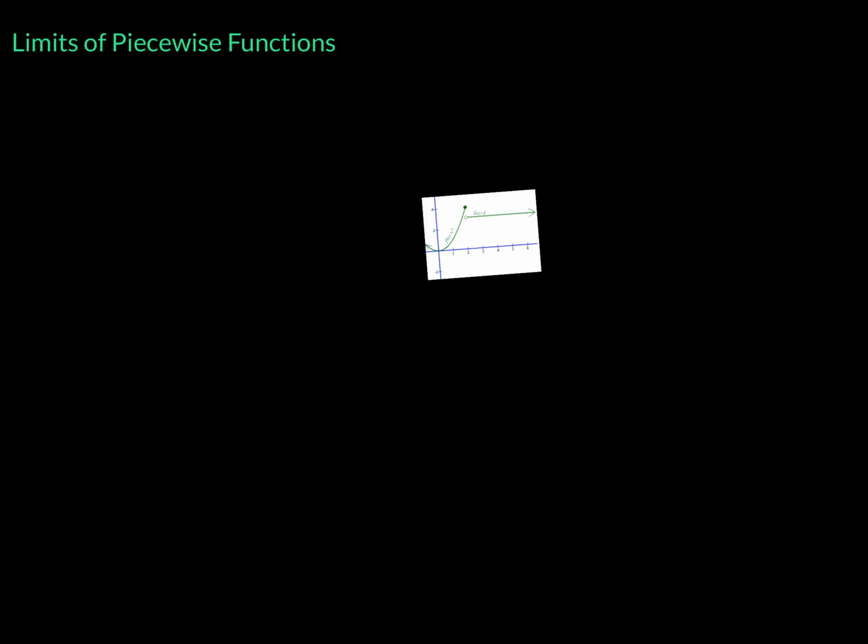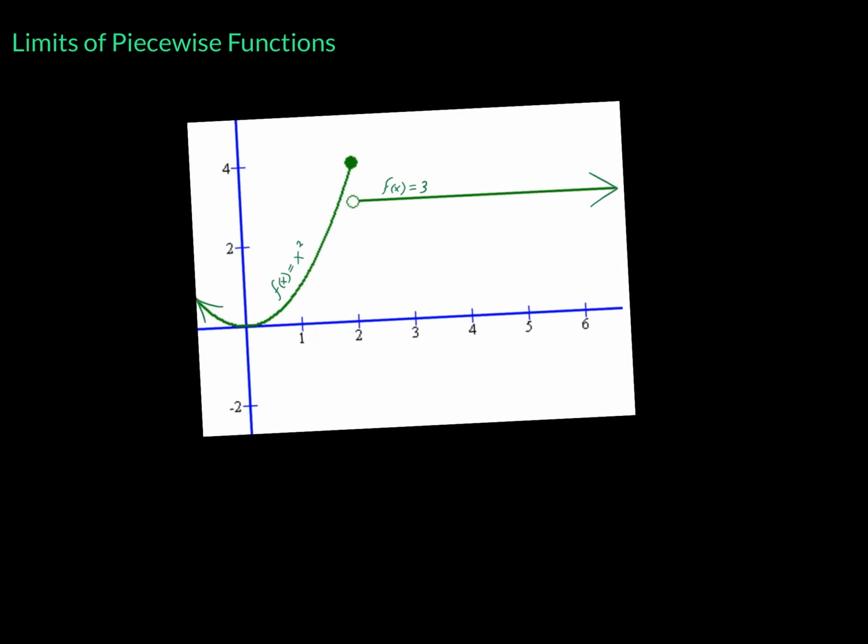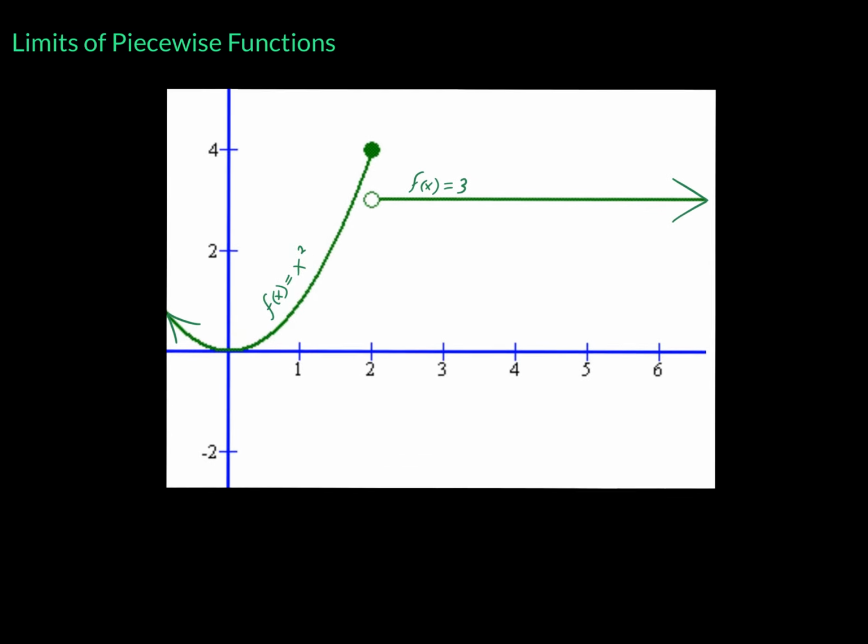Let us now focus our attention on how we take limits of piecewise functions. Here is a piecewise function. And as you can see, there are two functions we're familiar with, we should be. Here is our f of x equals x squared, or y equals x squared. But you also notice this graph over here, this is a constant function, y equals 3, or f of x equals 3.